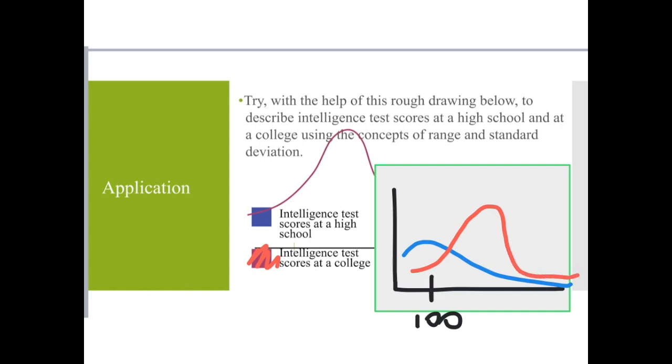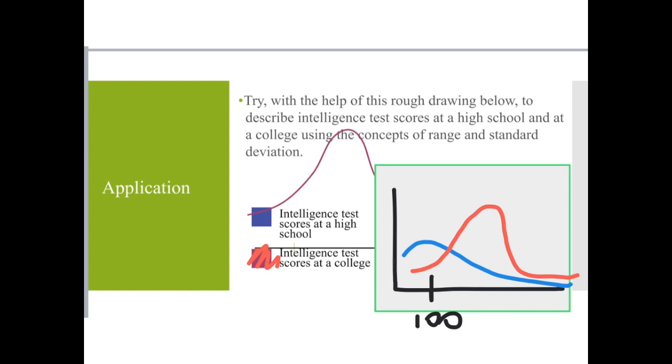What does that tell you about some of these ideas? So again, try with the help of this rough drawing that I just did to describe the intelligence test scores at a high school and a college using the concepts of range and standard deviation. Pause this, think about these terms, think about how this graph shows us these terms, and then I'll give you, I don't know if this is an answer, but we'll talk it through in just a second. Pause it, work through it yourself.